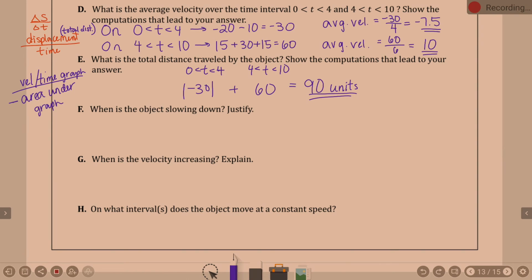When is the object slowing down? Between 2 and 4 and between 8 and 10. Agreed. Because page 144. Up above somewhere we did when is the object speeding up, and we were looking for same signs. Now we are looking for opposite signs. So we want when v of t and a of t have opposite signs.